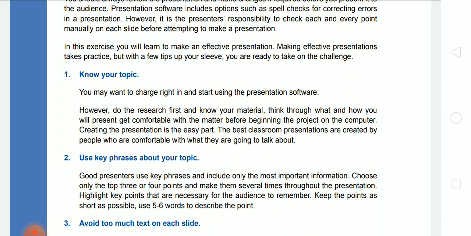Before making a presentation, you need to have everything cross-checked. You need to have the spell check done. You need to have the content verified and everything. So there are a few points that you need to consider while making a presentation.